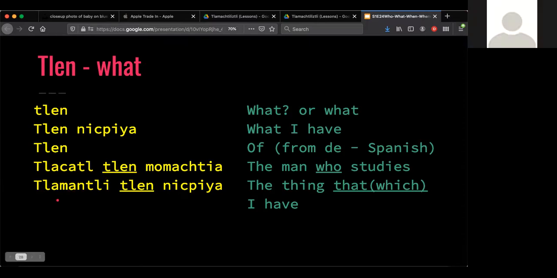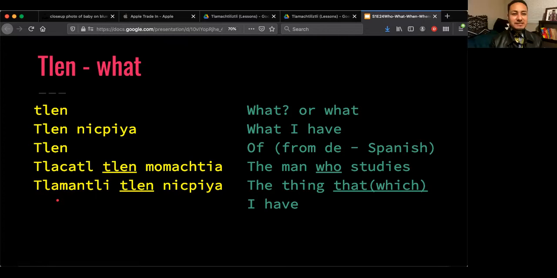Okay, and yes. So it's not common to exchange that tlen for ahquiya, so tlacatl ahquiya momachtia. In classical, yes, in Huasteca, no. So even though I wrote it, and I might have to take that back on the other slide, it's more common for them to say tlacatl tlen momachtia, not tlacatl ahquiya momachtia. But in classical Nahuatl, this would be akin momachtia. In Huasteca Nahuatl, they don't do that. They would say tlen momachtia. But in classical, it would be in akin momachtia, or they would say in momachtia. And that is also understood as the person who studies.